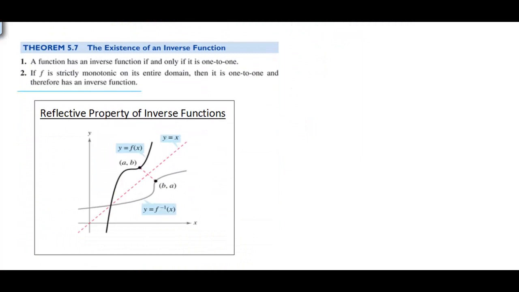All right, the next theorem here tells us about the existence of an inverse function, and I'm pretty sure that you've heard this statement before. Number one here says a function has an inverse function if and only if it is 1-to-1. And this is probably where you have heard of the vertical line test, or I'm sorry, not the vertical line test. Your vertical line test is a test for a function, and this would be your horizontal line test.